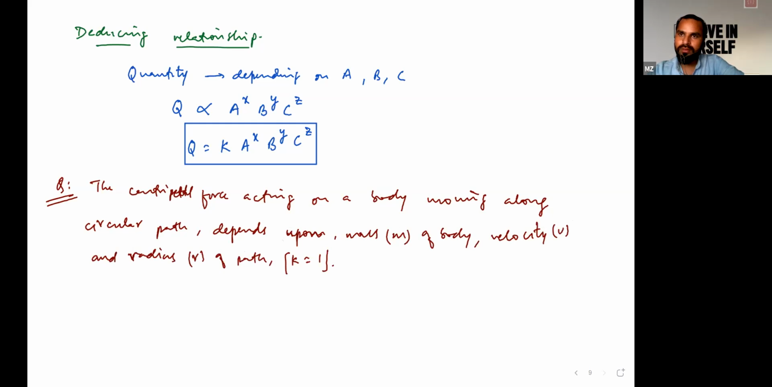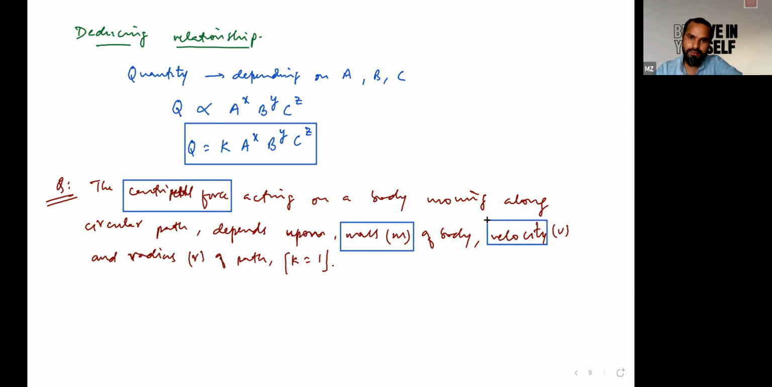So first of all, in the question, it is given that we have to calculate the centripetal force. Now check on what factors this centripetal force depends. The first one is mass, the second is velocity, and the third is the radius of the circular path. Is it clear to everyone? Yes, sir. Yes, sir.